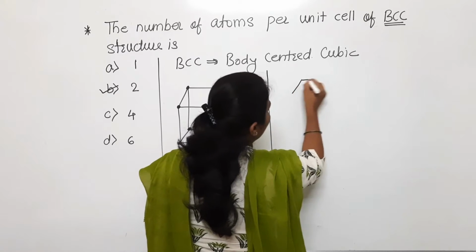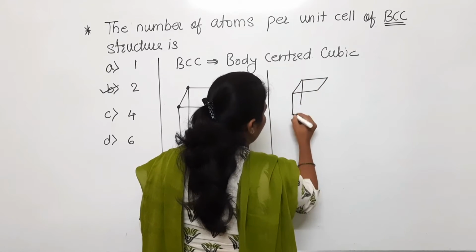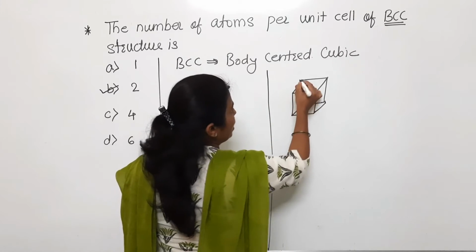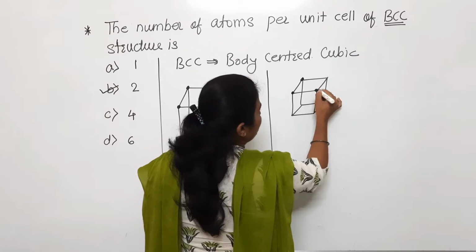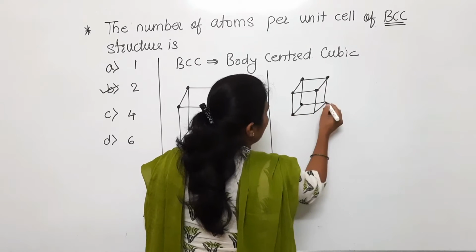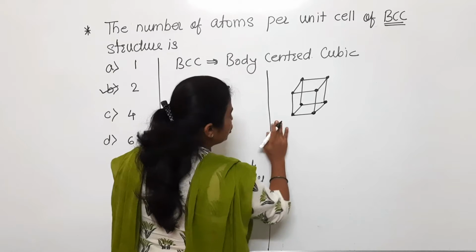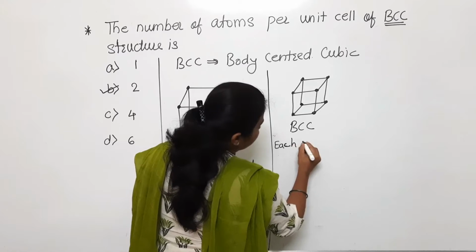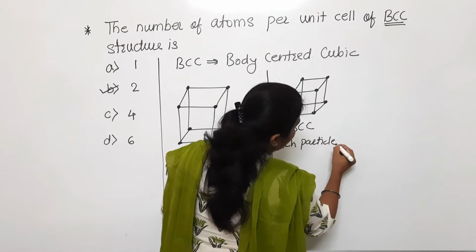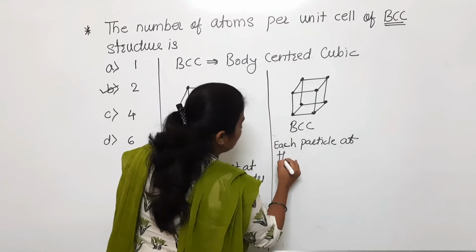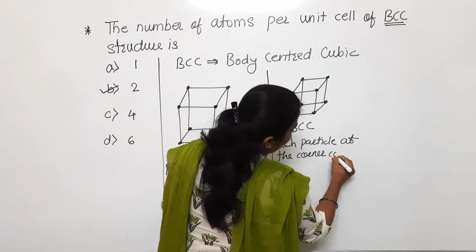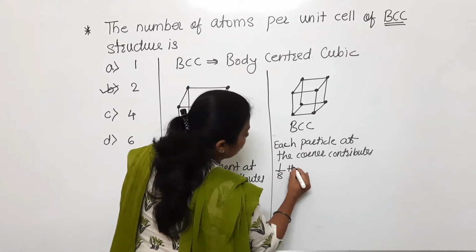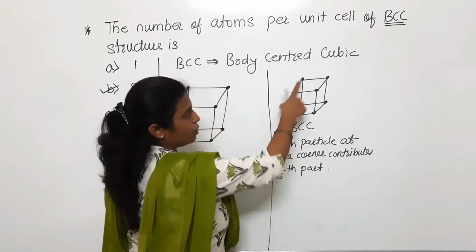Now if we draw for the BCC, in that same cube we are drawing here. Addition to this, see what is the addition. For the BCC also 8 particles are present at the 8 corners, means each particle which is present at the corner contributes 1/8 part. This is about the corners.